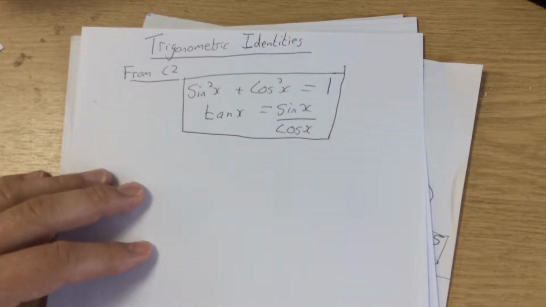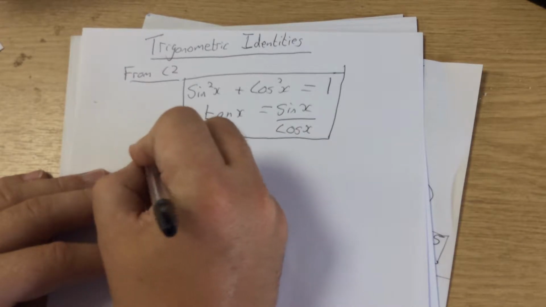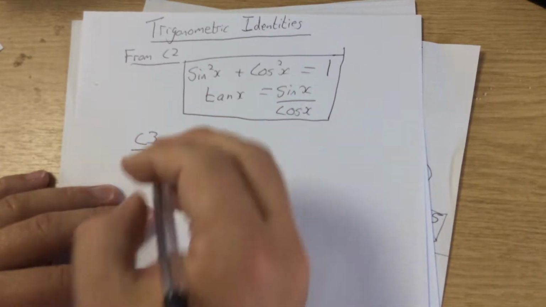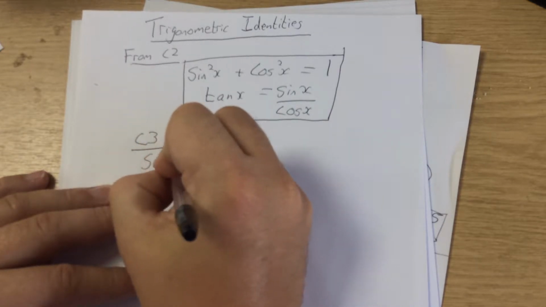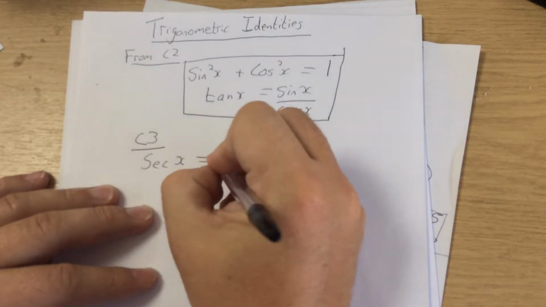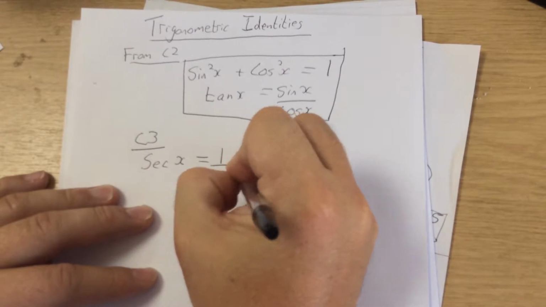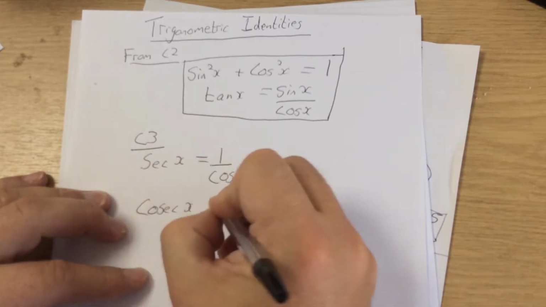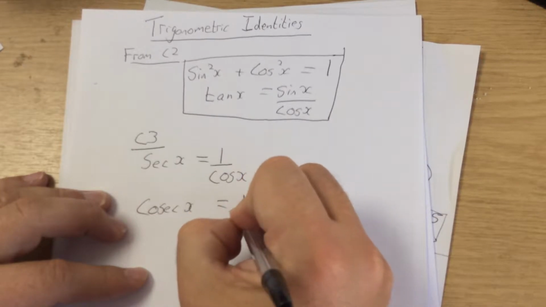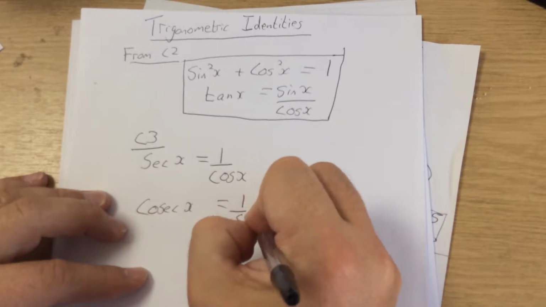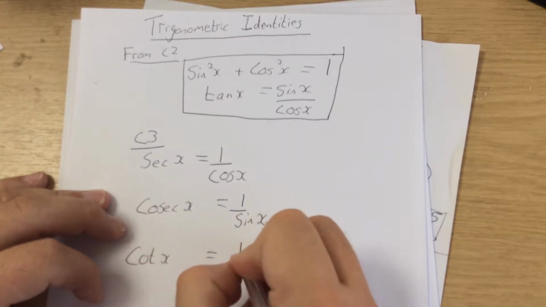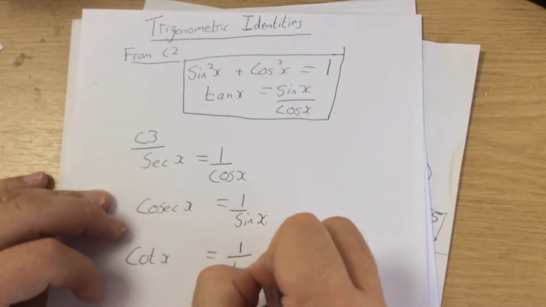Right, in C3 you are going to meet some new functions. So the new work for C3 is important. You know that sec x is 1 over cos x, cosec x is 1 over sin x, and cot x is equal to 1 over tan x.